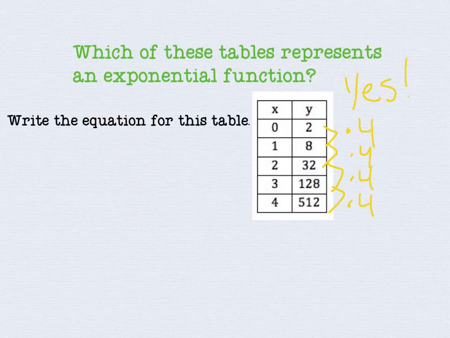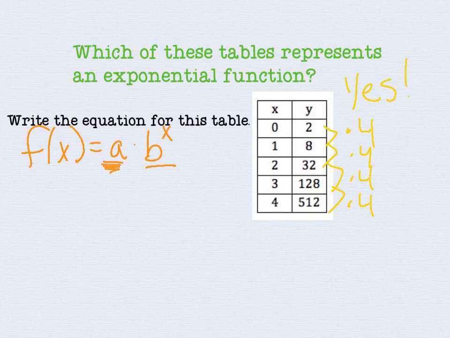So the next thing I want to do after I figure out that this table is exponential is I want to practice writing the function. So what I need to remember is from that first slide, what does an exponential function look like? Well, it looks like f of x equals a times b to the power of x, where a is the y-intercept, b is the common ratio. So if I can find those two pieces of information, I can write my equation.